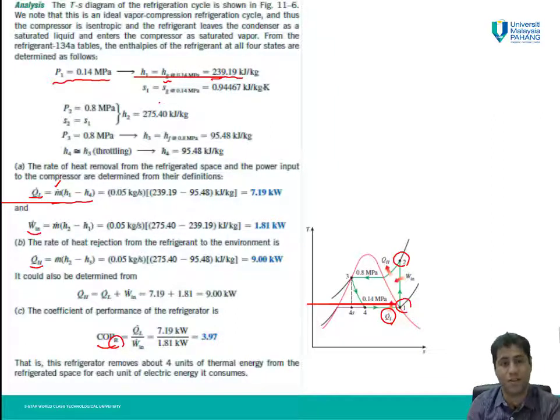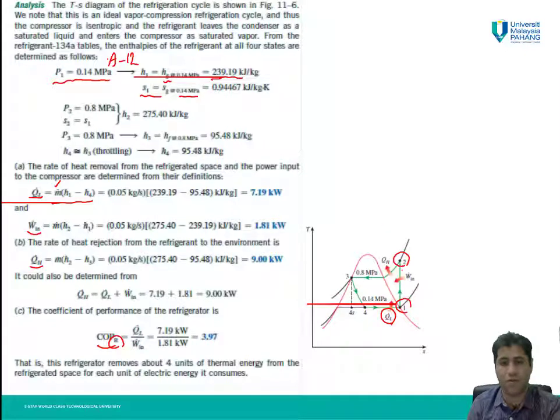With the same procedure in the same table, we can also find the entropy for these states. Entropy also is entropy of saturated vapor at this pressure from the same table, table A12. We can find entropy as well for this pressure. So we have already found the enthalpy and entropy for state 1. How about state 2?